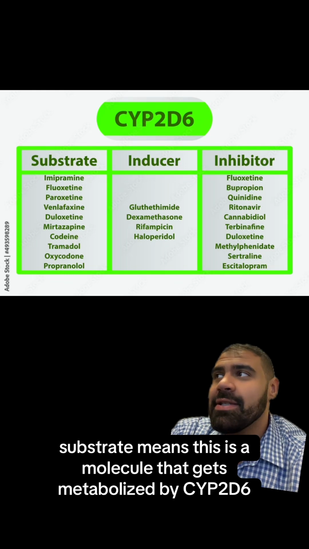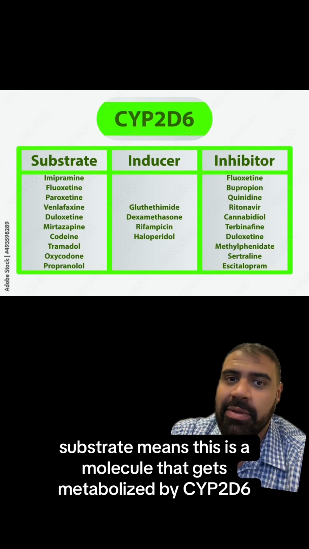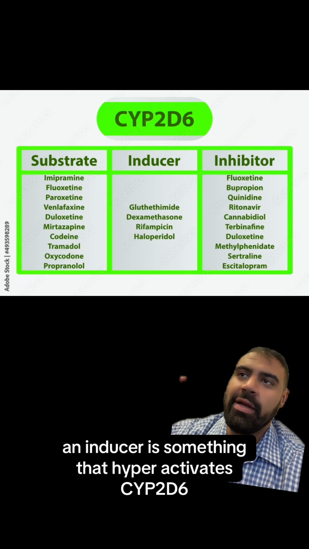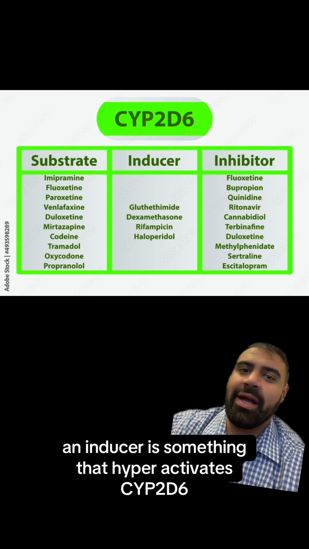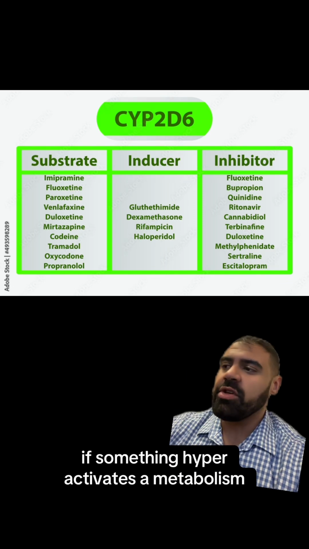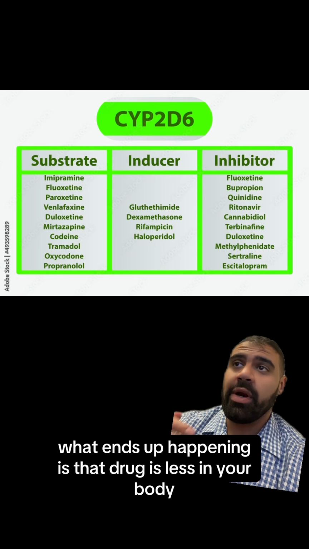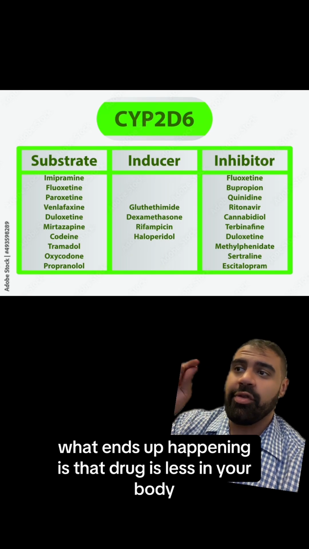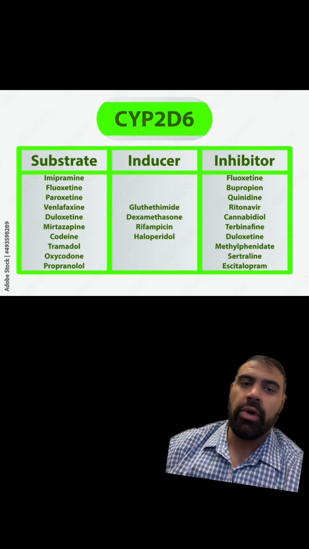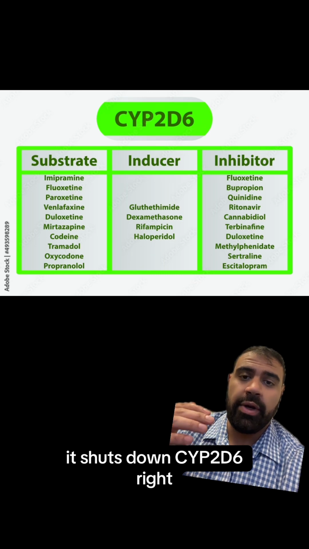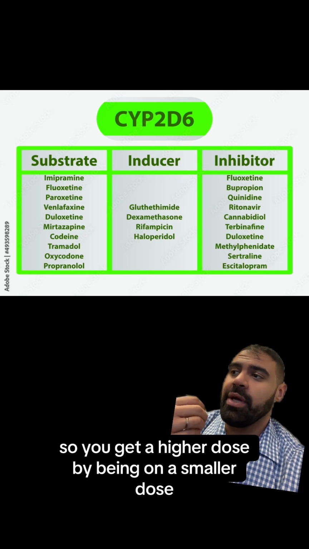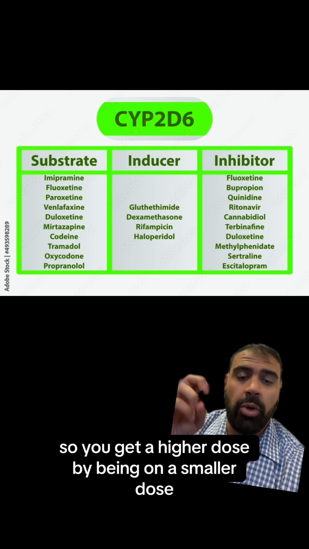Substrate means this is a molecule that gets metabolized by CYP2D6. You see our buddy venlafaxine up there. An inducer is something that hyperactivates CYP2D6. Now here's an important concept to grasp. If something hyperactivates a metabolism, what ends up happening is that the drug is less in your body, so the effect is lower. With an inhibitor, it shuts down CYP2D6, which causes more of the drug to stay in your body. So you get a higher dose by being on a smaller dose.